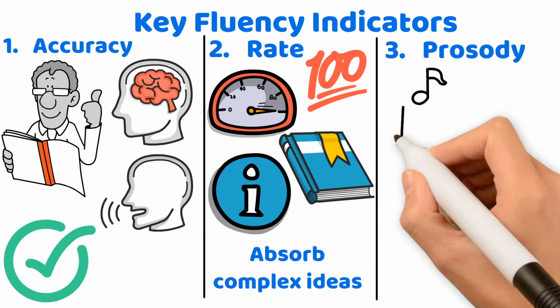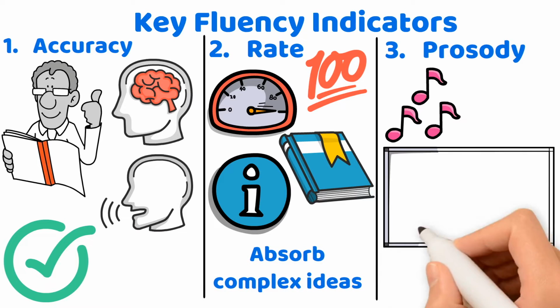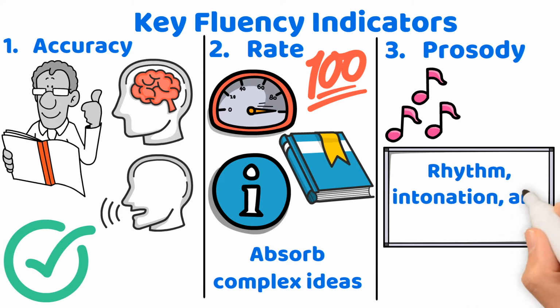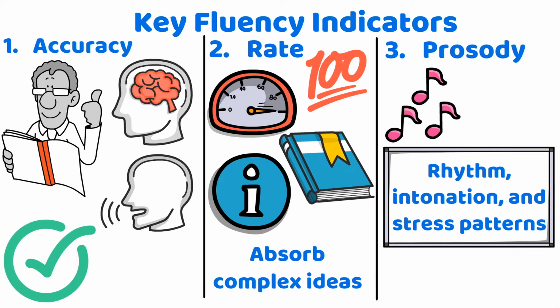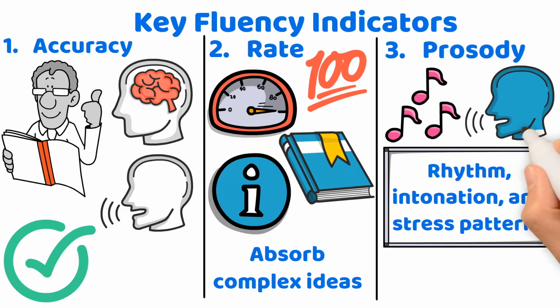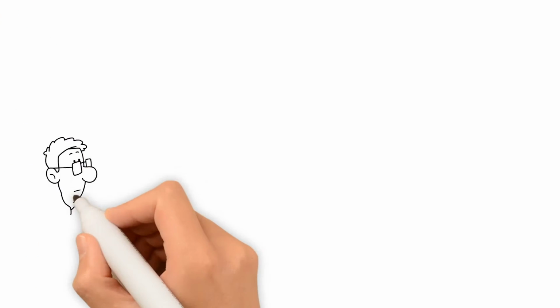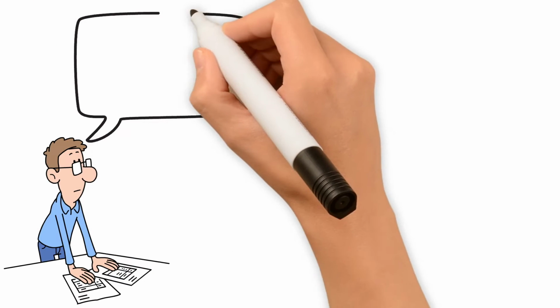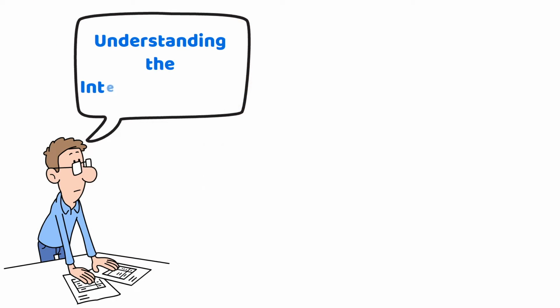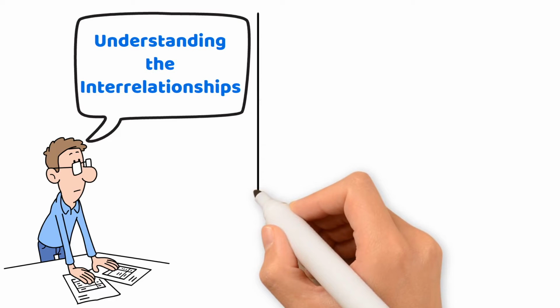3. Prosody. Think of prosody as the music of reading. It involves the rhythm, intonation, and stress patterns. Good prosody means reading sentences with the expression that conveys the correct meaning, enhancing the listener's understanding and engagement. The exam will require you to demonstrate your understanding of the interrelationships. So let's get into that now.